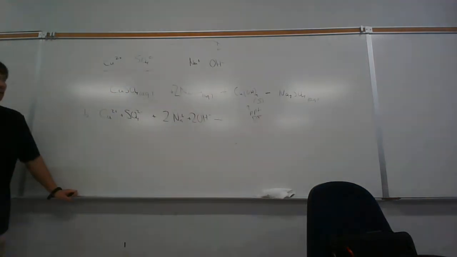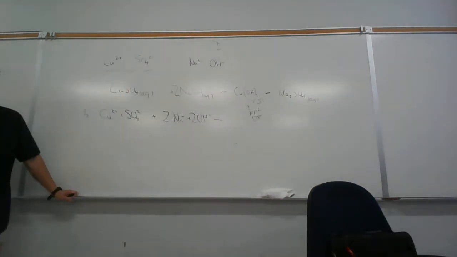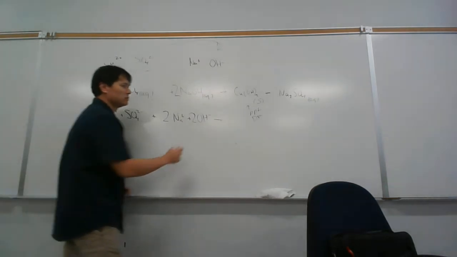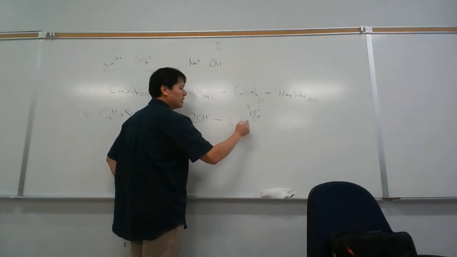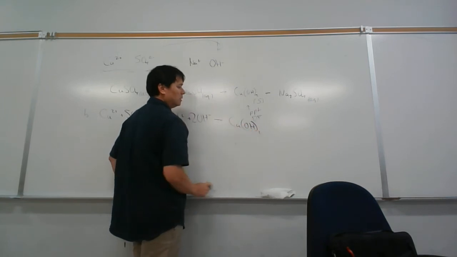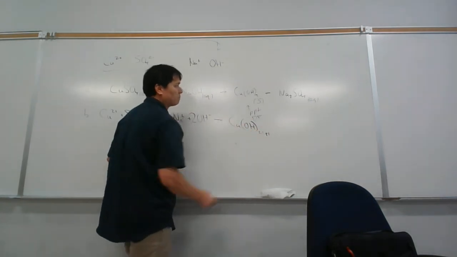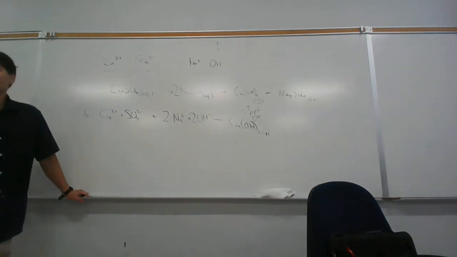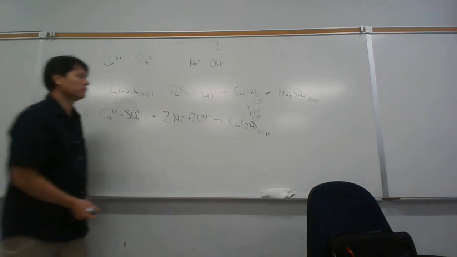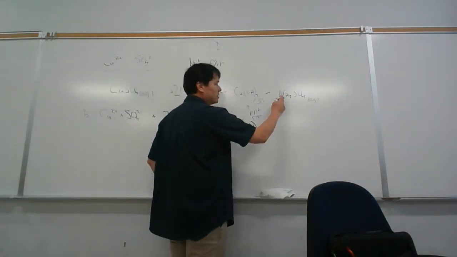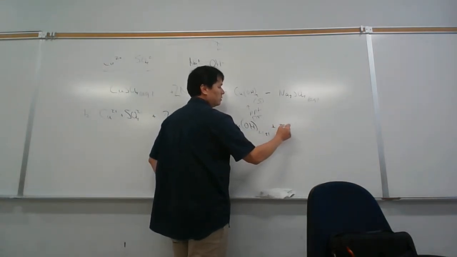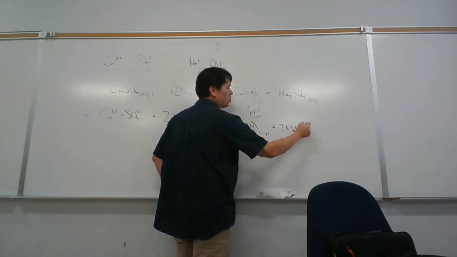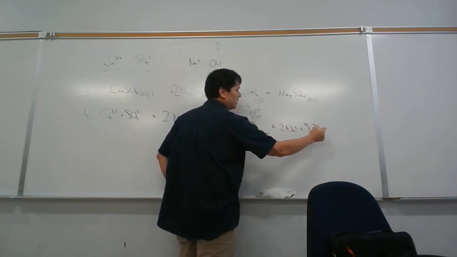Whereas the next one, copper 2 hydroxide, is an insoluble salt. Insoluble salts are not strong electrolytes, so we leave it alone. Don't do anything to copper 2 hydroxide. The major species is copper 2 hydroxide solid. And then sodium, well, it's a sodium salt. All sodium salts are soluble, so we're going to dissociate this into 2 sodium ions and 1 sulfate ion.